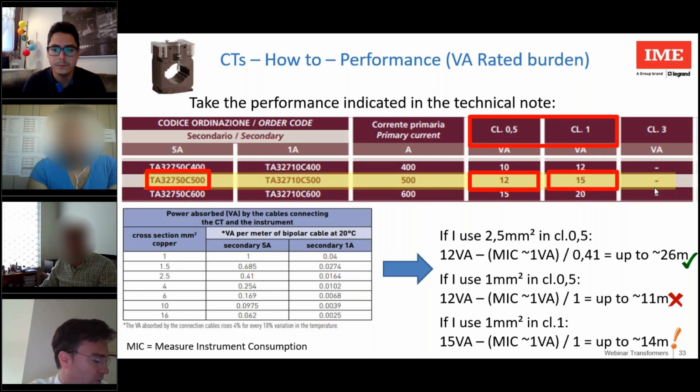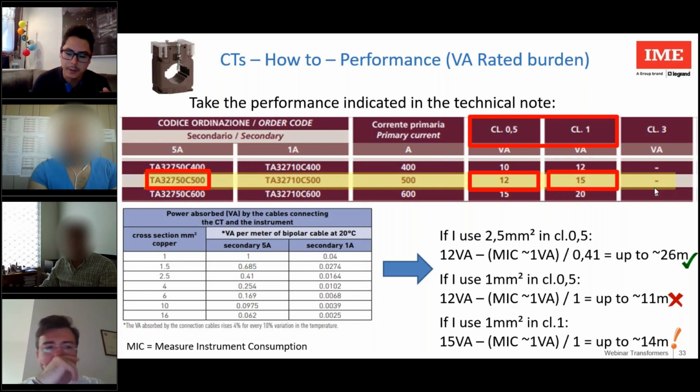From Marco, what is the minimum current percentage that I can measure with a CT? So the norm says for the measure current transformer it is 5% of the nominal current. For the accuracy it is 1%.